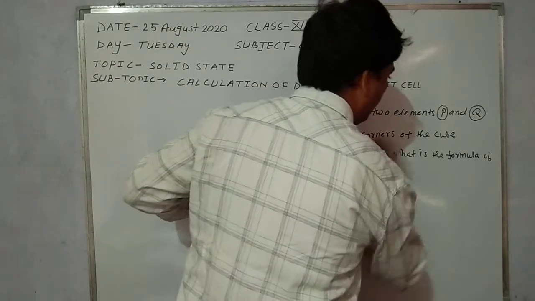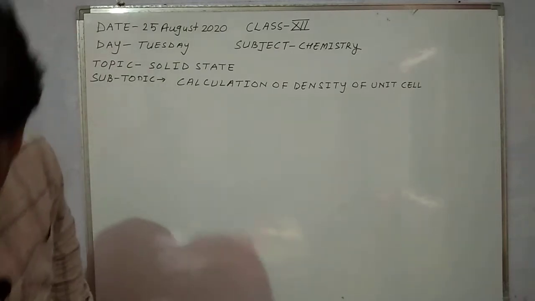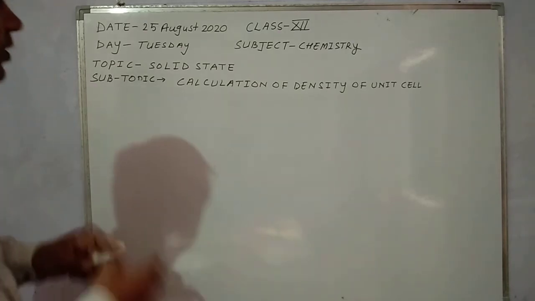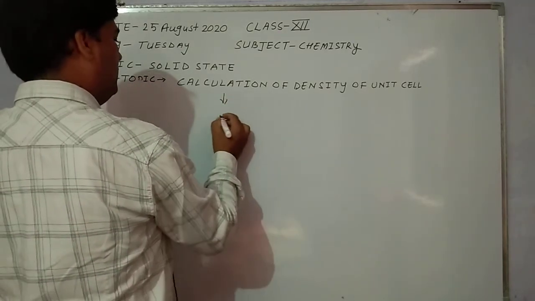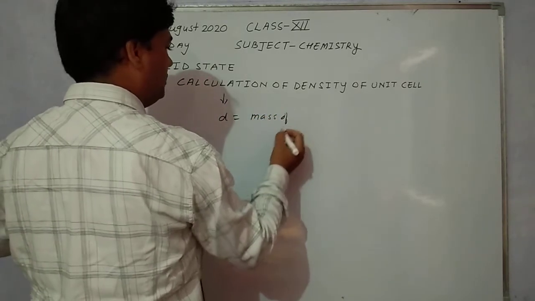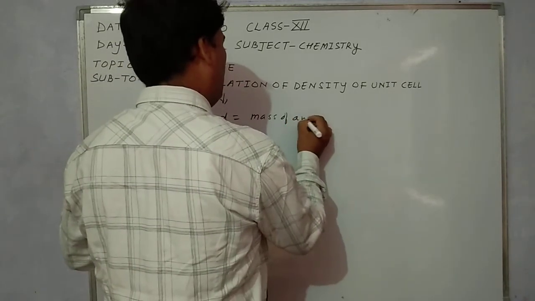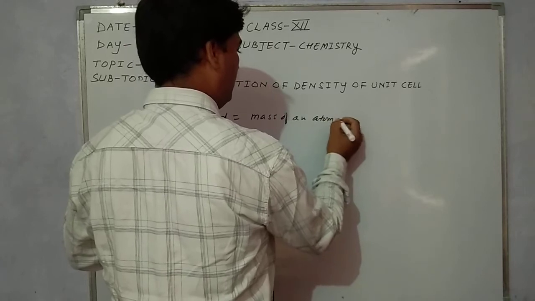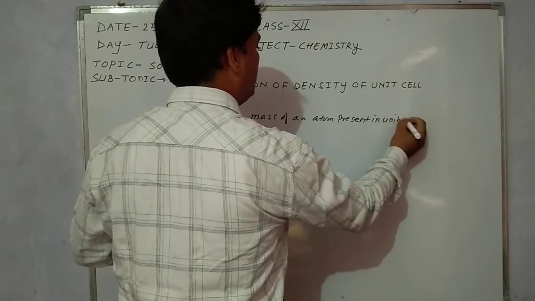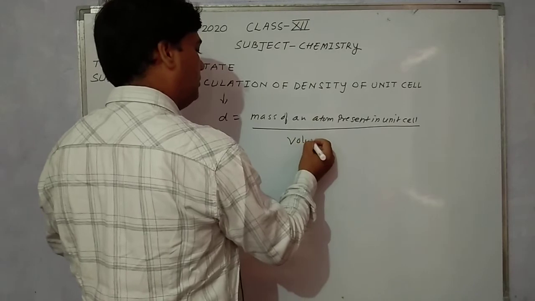So I am going to discuss calculation of density of unit cell. How can we calculate the density of unit cell? Density is equal to the mass of the atoms present in the unit cell divided by the volume of the unit cell.